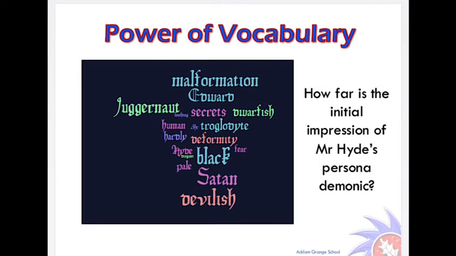The big question that we're working on today is how far we are going to agree that Mr. Hyde's persona is a demonic construct. So I want you to really think about the vocabulary that you're going to encounter today and how that vocabulary helps generate that imagery.